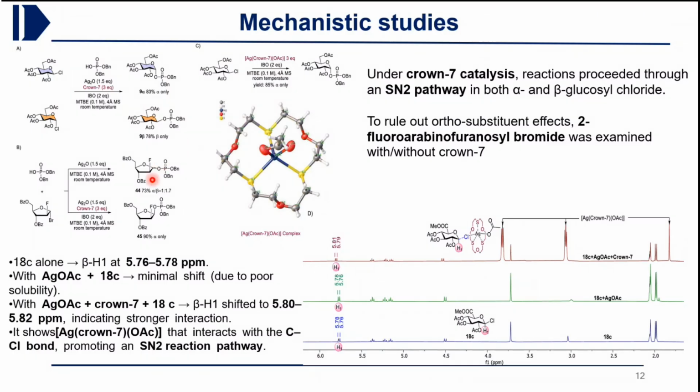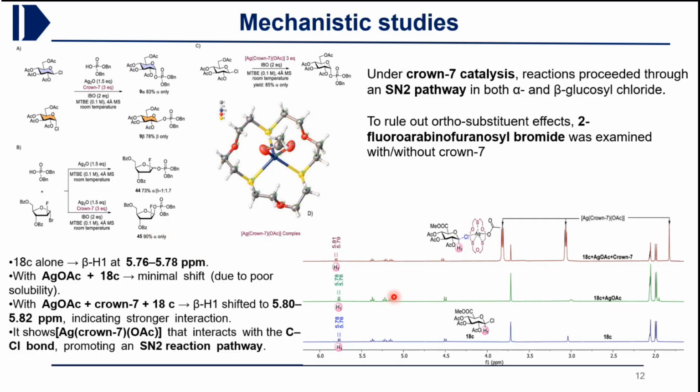Now, another reaction they have tried to rule out the orthoester effects. They have used 2-fluoroarabinofuranosyl bromide with and without crown ether. The first reaction they tried without crown ether under their proper conditions. They are getting a mixture of alpha and beta: beta is 1.7 and alpha is 1. In another case, they tried their conditions with crown 7 ether. In this case, they are getting only alpha. That means there is no role of the C2 group; the ortho-substituent effect is not observed here.